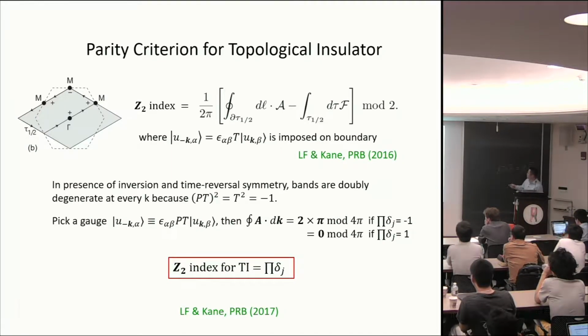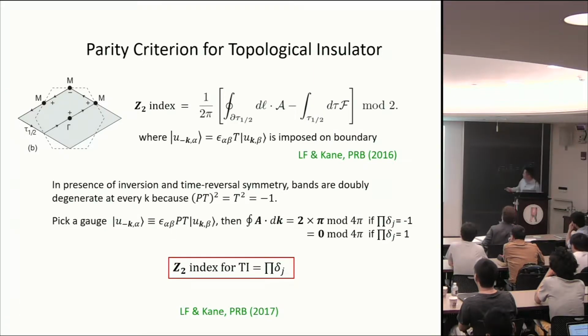Now, in this formula, you might think that by Stokes' theorem, this has to vanish, right? The integral of Berry curvature over a region is exactly equal to the Berry phase around the boundary. But this formula is used under the following condition, that we have to choose states at k and minus k according to the time reversed condition. The states at k and minus k have to form time reversed pairs. So under this condition, this quantity in the bracket is gauge invariant mod 2. Okay, so this quantity mod 2 is a Z2 index.